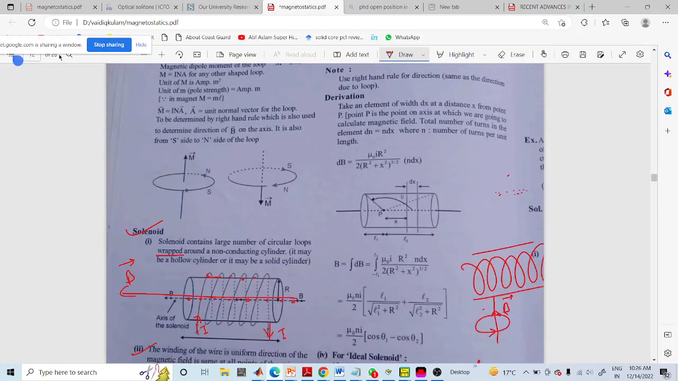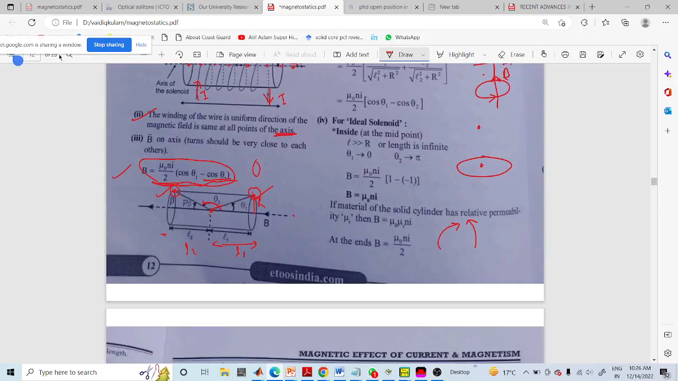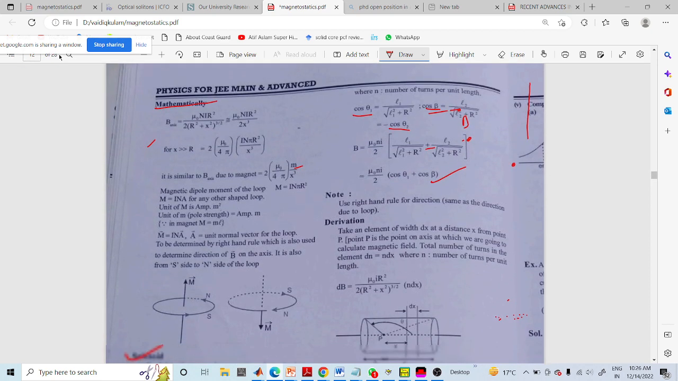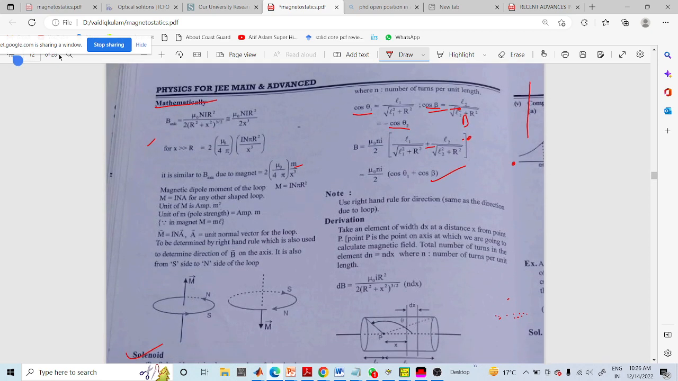Here we have theta instead of that, so the same thing is there. If the number of turns is n, then we will multiply by n, right? So now I think it is clear, right? We will compare these results. From here we calculated this one, that is the same result, but we only replace theta 2 by beta. Use the right hand direction, same direction due to the loop, right?